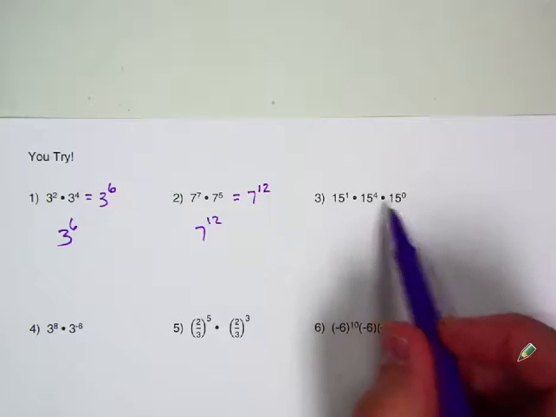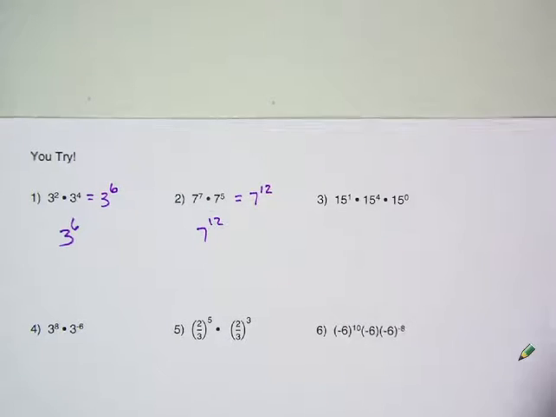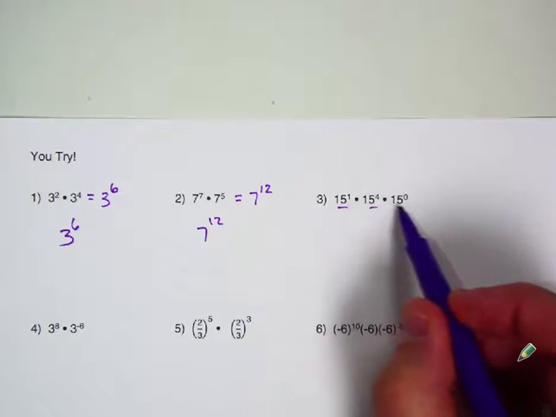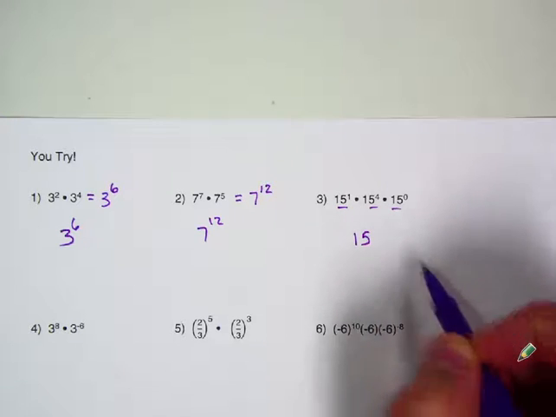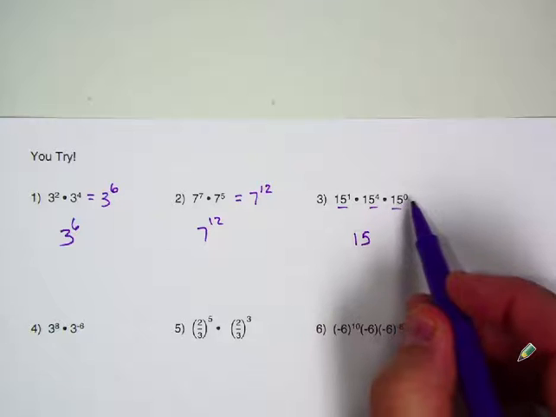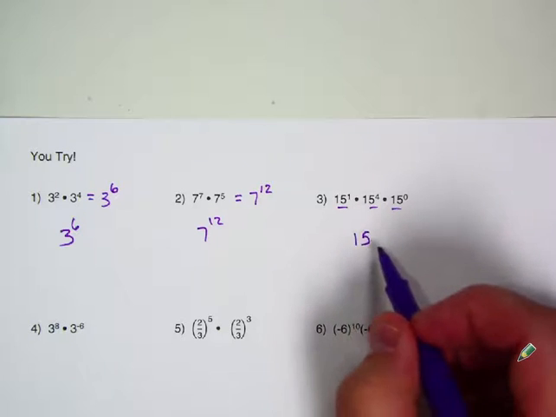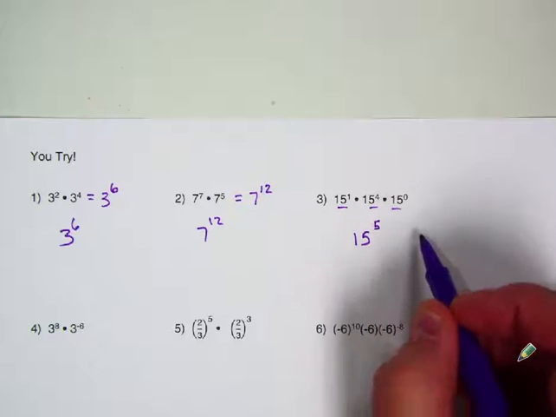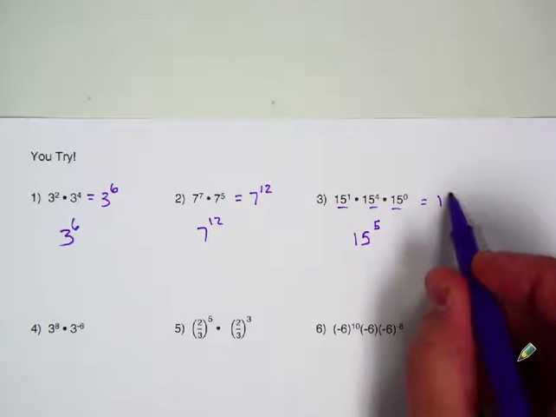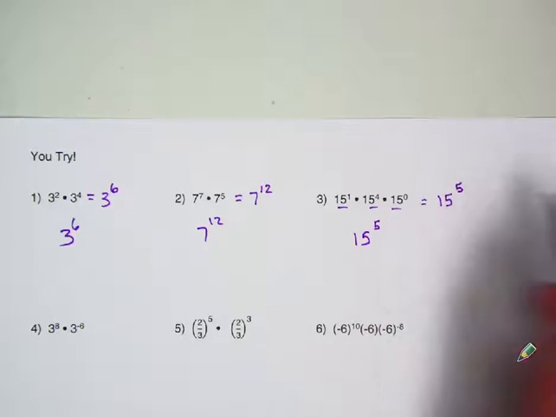It even works when you have more than 2 terms. I still have a common base of 15, so I keep that base. I add the exponents, which is 1 plus 4 plus 0. 1 plus 4 is 5, plus 0 is still 5. So my answer here is 15 to the 5th power.